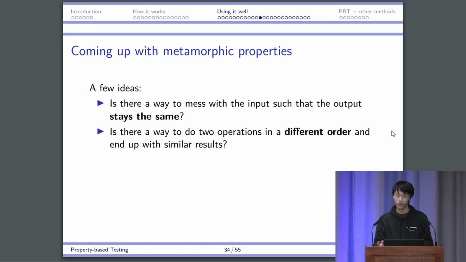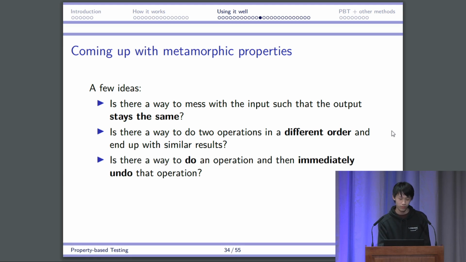Is there a way to do two operations in a different order and end up with similar results? This is the thing we did before, with reversing and adding to the front, except we added to the back at the end, because the operation has to be slightly different to make sure they end up at the same place. And the third one: is there a way to do an operation and then immediately undo that operation? We saw this with reverse, and it wasn't very powerful in specifying it.